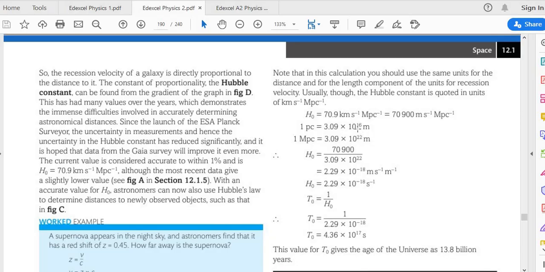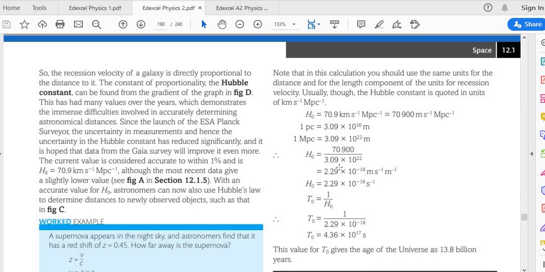Then 1 parsec, you learned earlier that parsec or parallax second is a unit of distance, and 1 parallax second is approximately equal to 3.09 times 10 to the power of 16 meters. So 1 megaparsec, mega is 10 to the power of 6, so multiply this by 10 to the power of 6, and that will give you 1 megaparsec, which is 16 plus 6, 22. So you also have that.